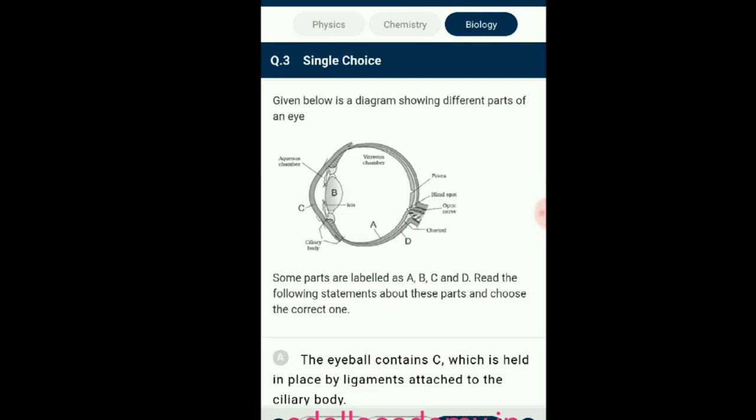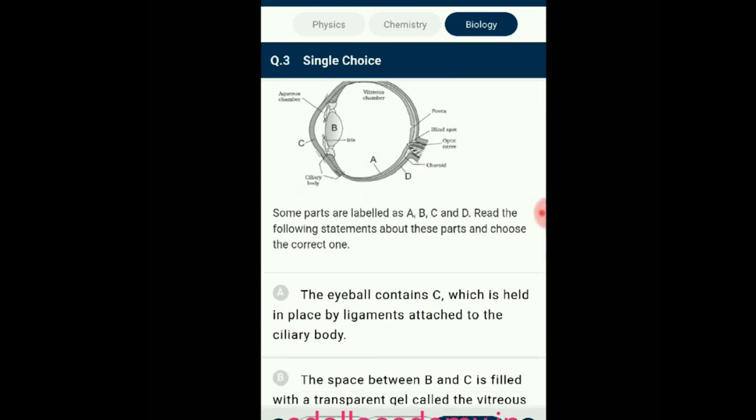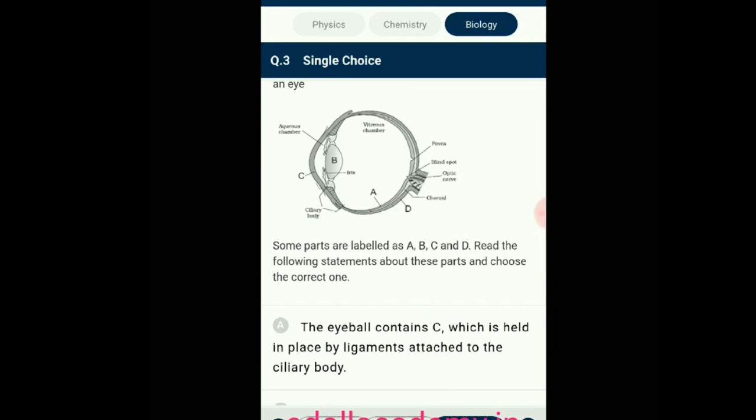Question number 3. Given below is a diagram showing different parts of an eye. Some parts are labeled as A, B, C and D. Read the following statements about the parts and choose the correct one. A represents retina, B represents lens, C represents cornea, D represents sclera. The light rays of visible wavelength focused on the retina through the cornea and lens generate potentials, generally called impulses, in the photoreceptor cells, rods and cones.